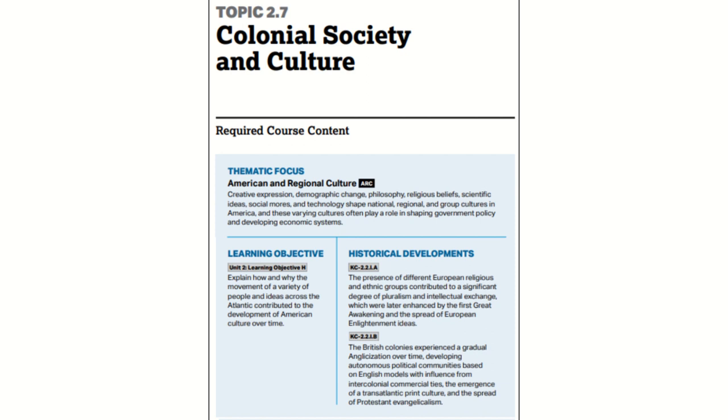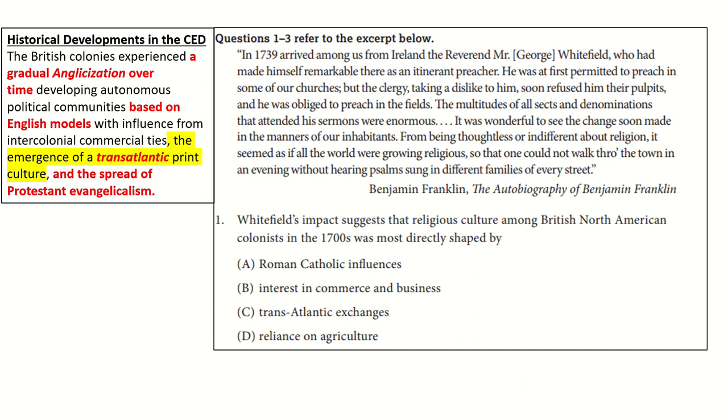And then 7 is the topic that we're learning about for the particular day. So 2.7, you can see as a theme, we're going to be learning about American and regional culture. The topic is colonial society and culture. Our objective is to the left. We have 2 historical developments, and let's work our way through some multiple choice questions here.